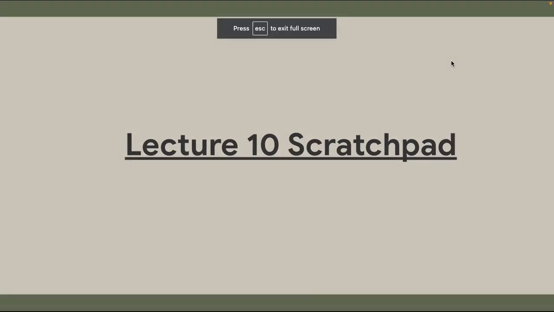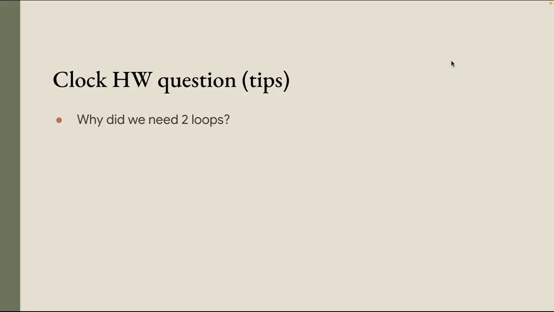So boom, we went through the pseudocode. For the clock question, I'm gonna breeze past it, even though I think what we just did should help connect the dots for the clock. It's just in the opposite direction. So why do we need 2 loops? Why do we need 2 loops for the clock?